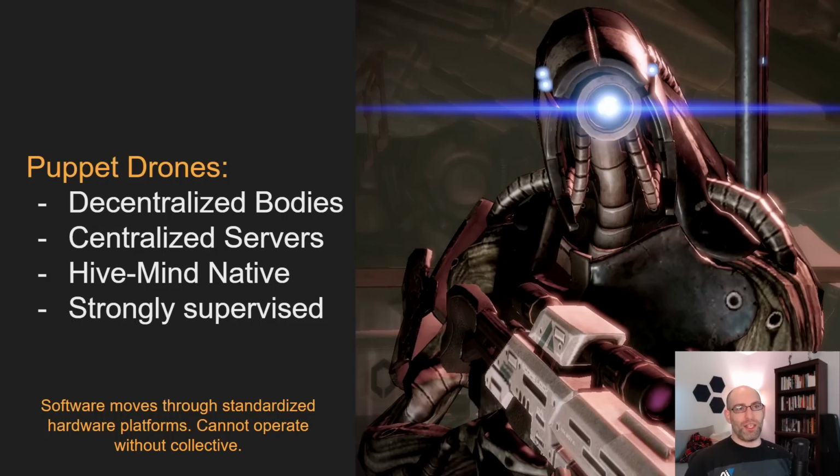And so a puppet drone in this case is where the bodies are just like peripherals, right? Rather than the bodies being where the primary processing happens, usually the processing happens on centralized servers, and each physical platform is just an extension of that centralized hive mind. And the hive mind can put resources on any compute platform that it has control over, whether it's a physical body or a server node or a cluster, a remote cluster or whatever. But in this case, these are strongly supervised, meaning most, if not all, of the data goes back up to the main server brain. And this is actually pretty close to how drone fleets work.